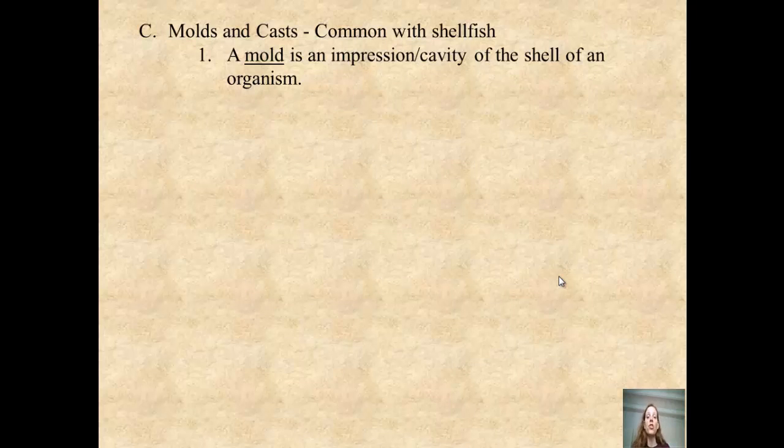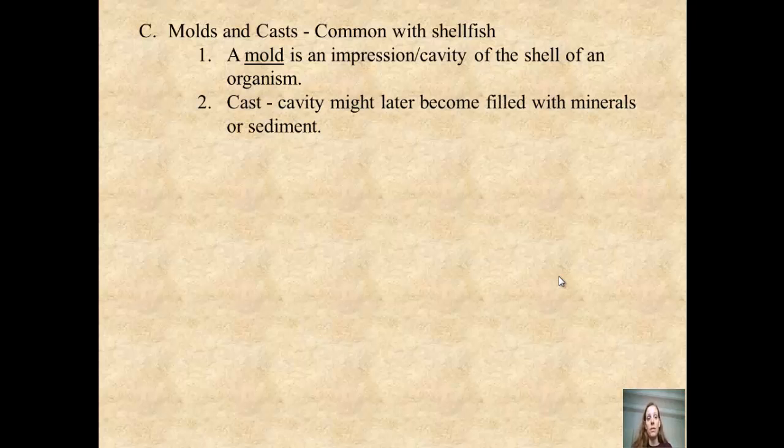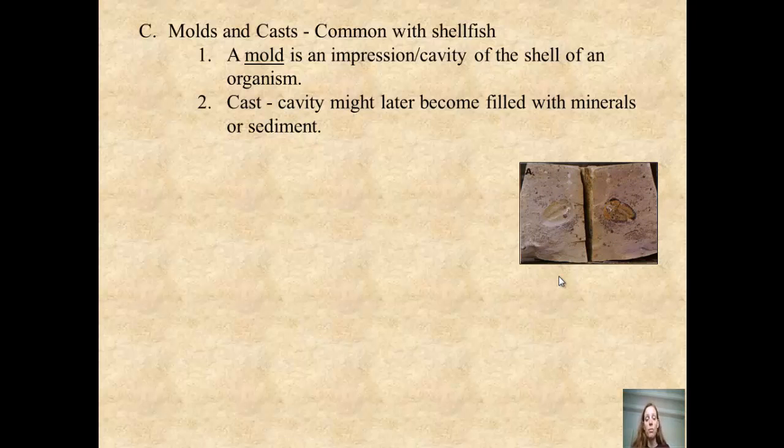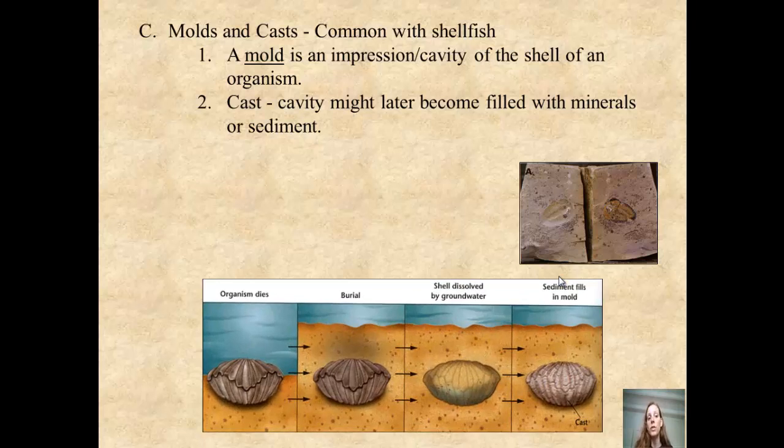All right, so molds and casts, which are common with shellfish. A mold is an impression or a cavity of the shell of an organism, and a cast is basically a cavity that might later become filled with minerals or sediment. So think of it kind of like baking a cake. You can pour batter into a cake pan, and sometimes the cake pans come in shapes, like I've seen some in the shape of dogs, or another common one is a bundt cake pan. You pour the batter in and you bake it, and when you're done baking it, you remove the cake from the pan, and the cake retains the image of the pan. Well, that's kind of the same idea of mold and cast fossils.